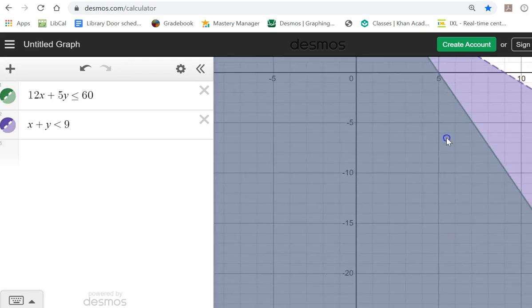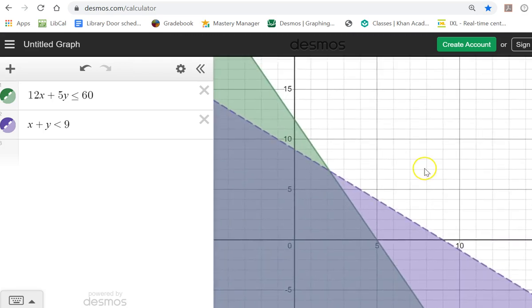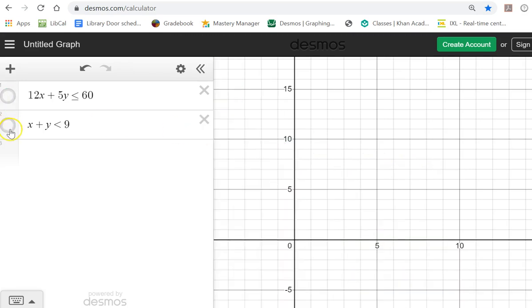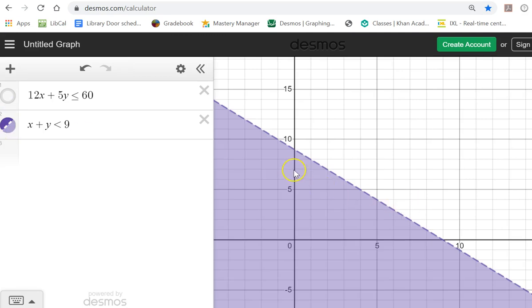So you can see the green line, that's less than or equal to. You can see the purple line, that's a less than, so it's dashed. And if you look at the overlap, it's this grayish area. So any combination in the gray area is a solution. So I can say 2 hardcover and 2 paperback. I can say 3 hardcover and 4 paperback.